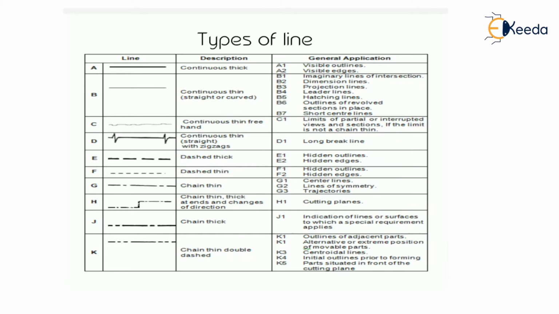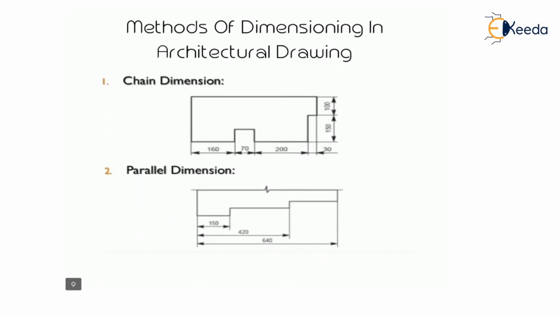Okay, everyone understand? Then the methods of dimensioning in architectural drawing. There are two methods: chain dimensioning and parallel dimensioning. Chain dimensioning means what? You can see here 160 dimension starts from the first point to one particular point, and the next 70 dimension starts from the end of the first dimension up to the second point. Then the next dimension starts from the previous dimension's end point to the next point. That type of dimensioning is called chain dimensioning.